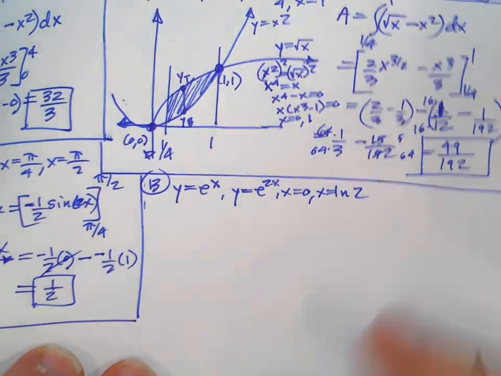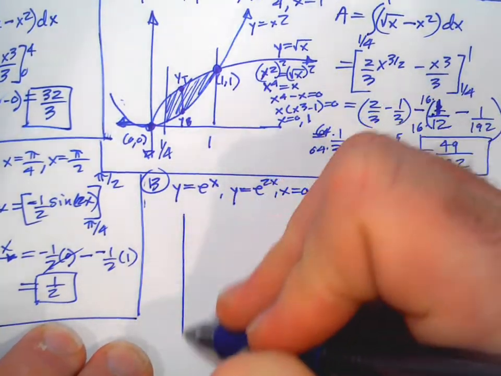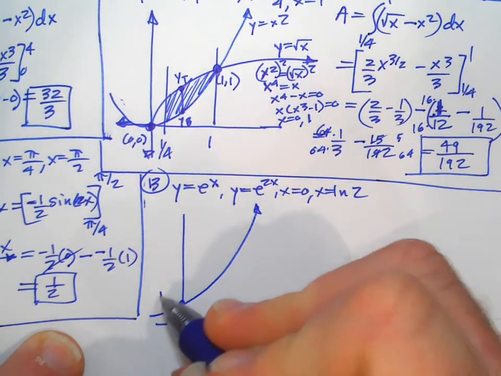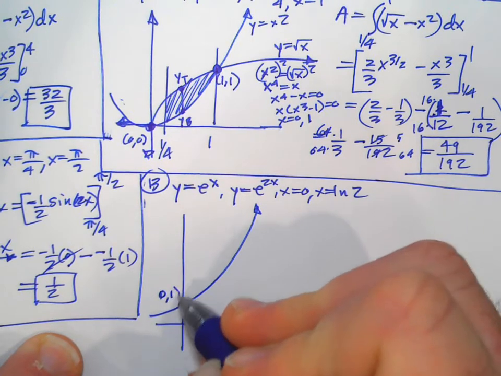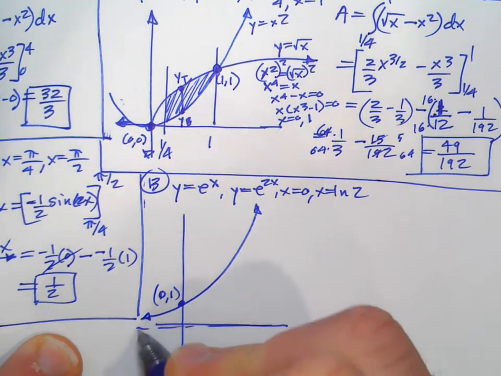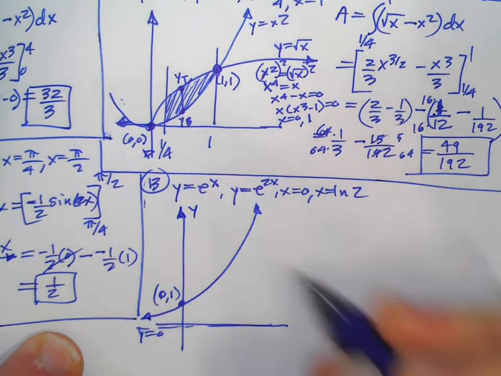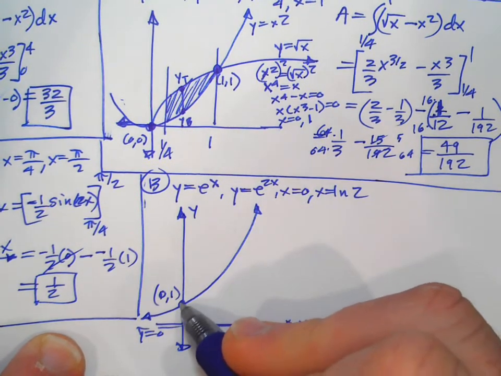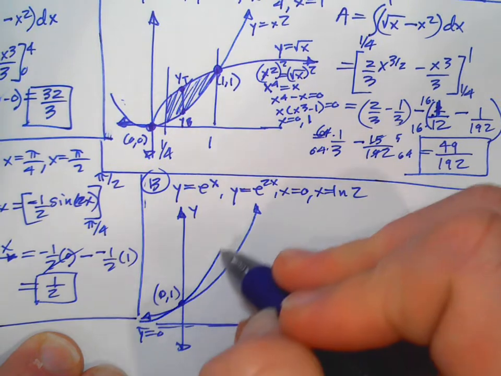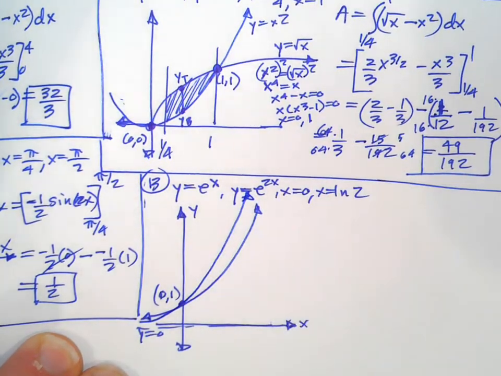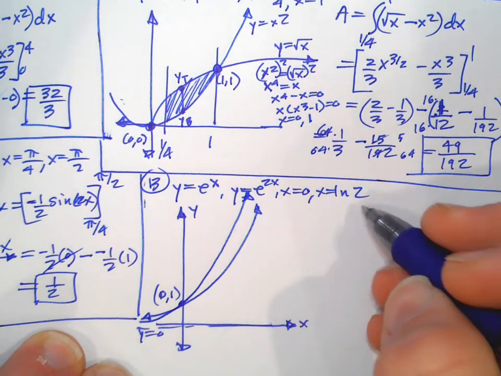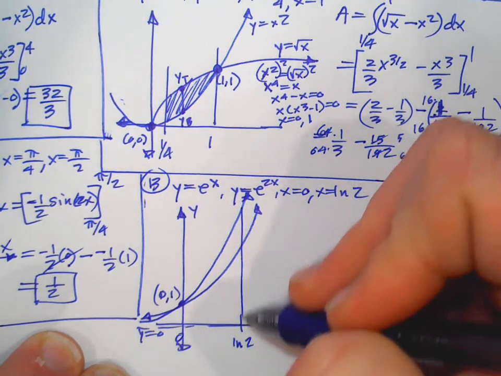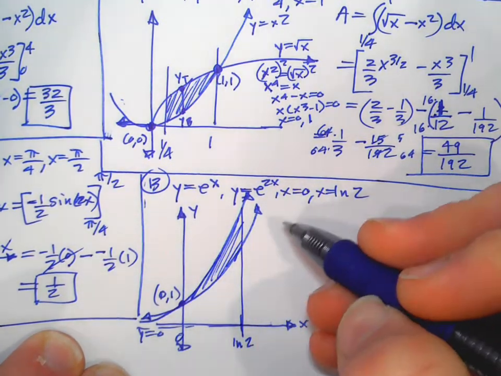Okay, well, y equals e to the x is an exponential, right? It goes through 0, 1. Has a horizontal asymptote, y equals 0. Y equals e to the 2x also goes through 1, but it's steeper. It's going to go faster, so it's going to kind of look like this. This one's going to be on top. And we're going from 0 to natural log 2. Now, natural log of 2, some positive number, right? And so we're trying to find the area between these. And this one's for sure on top.